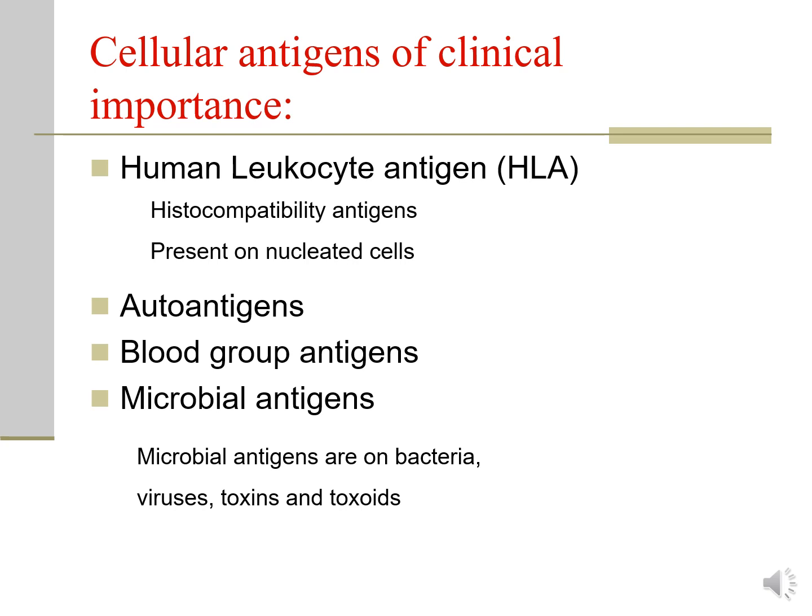That brings us to autoantigens, and these are antigens that produce autoantibodies. Then we have our blood group antigens, or the markers on blood cells, and then we have microbial antigens, and those would be antigens on bacteria, viruses, toxins, and toxoids.